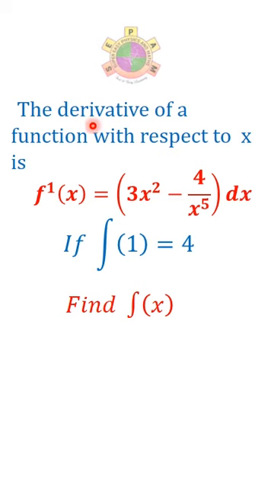The derivative of a function with respect to s is given. With the condition that at the point s equals 1, the curve has a value of 4, find the function. So what we need to do is to integrate this derivative. So let's dive in.